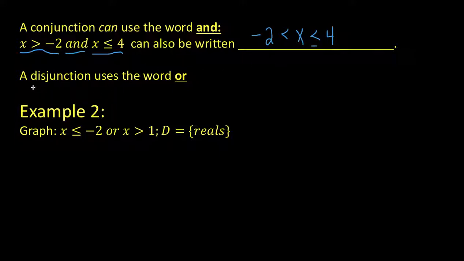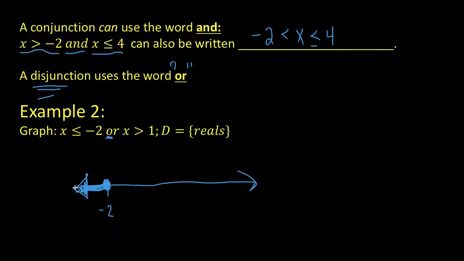But a disjunction, which is what we're going to focus on now, uses the word or. So, for example, graph x is less than or equal to negative 2, or x is greater than 1. The domain is all real numbers. So this is actually pretty simple to graph. First, I graph the first one. As x is less than or equal to negative 2, I put negative 2. I'm going to close the circle because it's included. And since it's less than, I'm going to shade over here to the left.